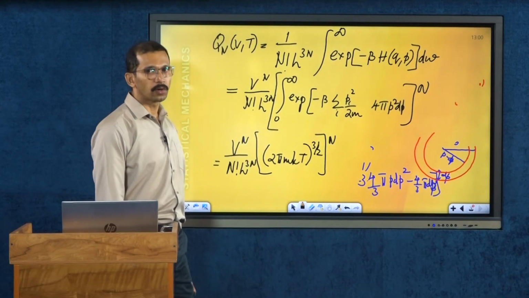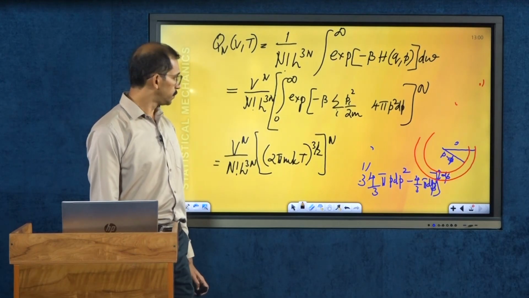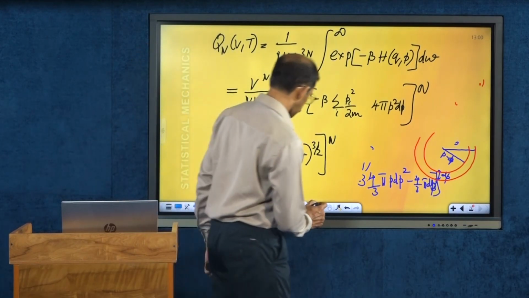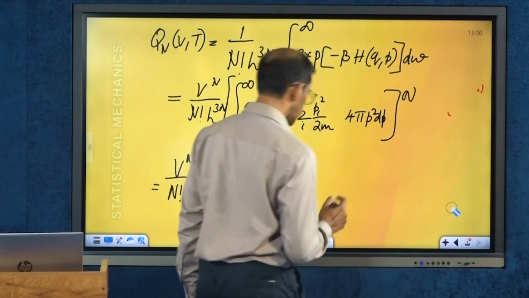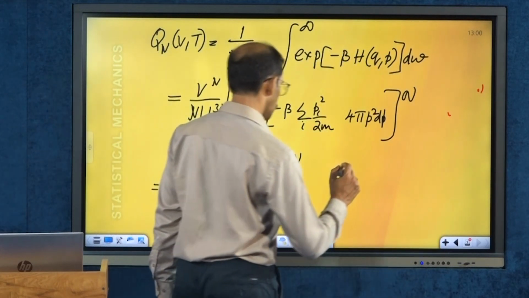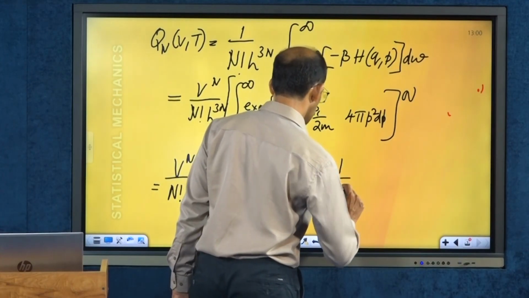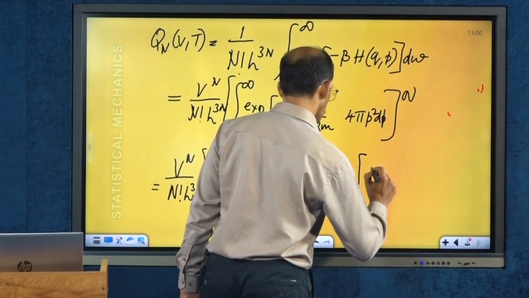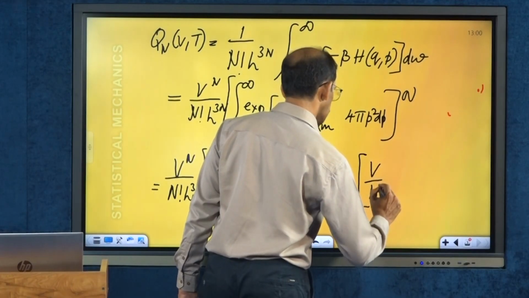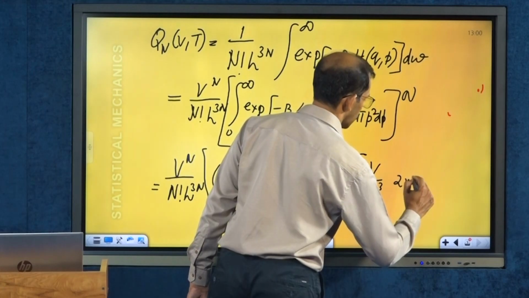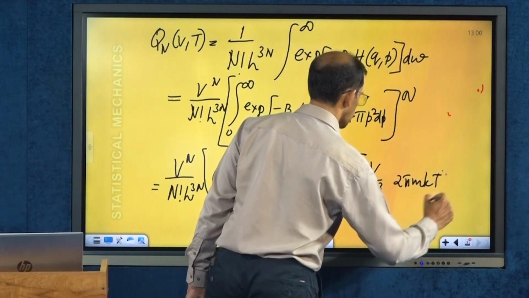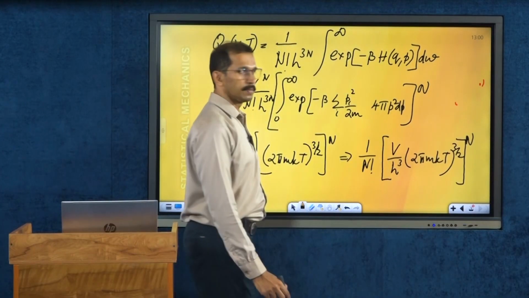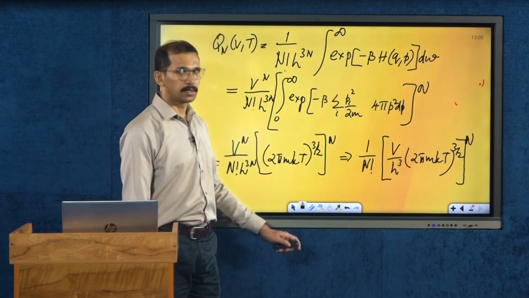If I look at it more closely, I can now take this V and the h inside the expression, and I can write it as 1 by n factorial, V by h raised to 3, 2 pi m kT raised to 3 by 2, the whole thing raised to n, right?